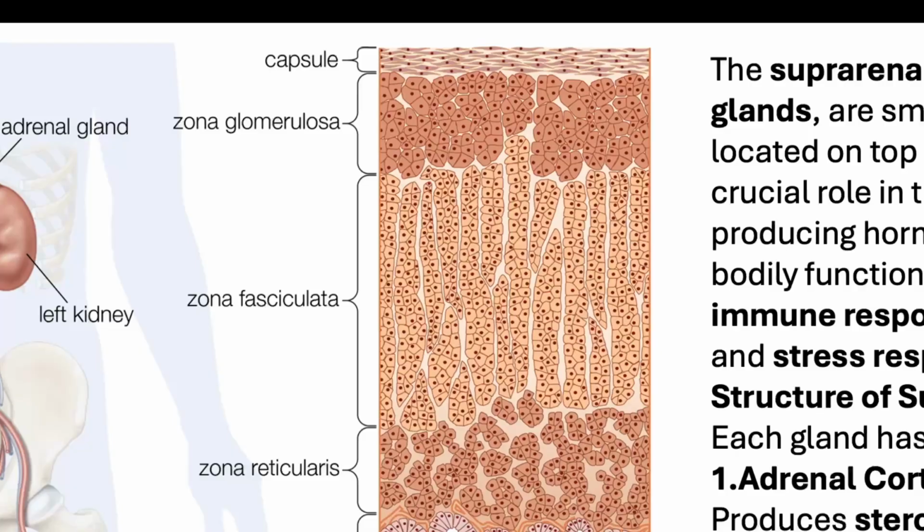So if you cut open the adrenal gland, we will see this cellular arrangement. The outermost layer is the capsule or the covering, then the zona glomerulosa, zona fasciculata, zona reticularis, and the inner medulla. The capsule is the covering of the adrenal gland, adrenal cortex, and adrenal medulla inside, on the kidneys.